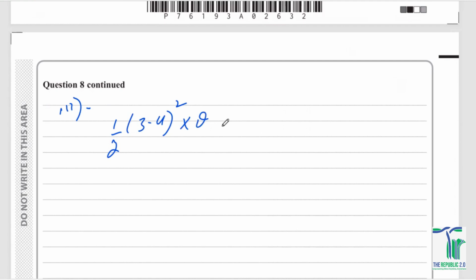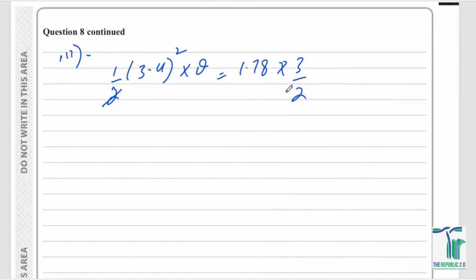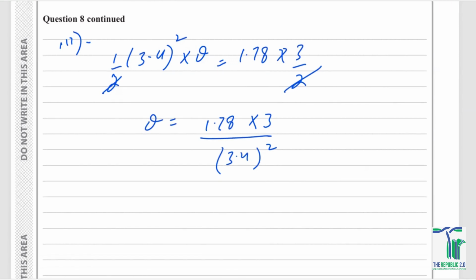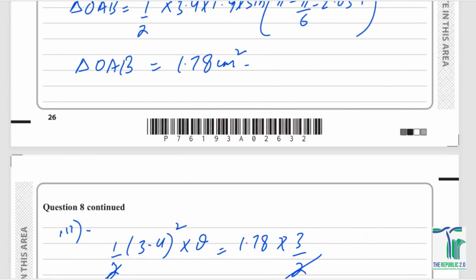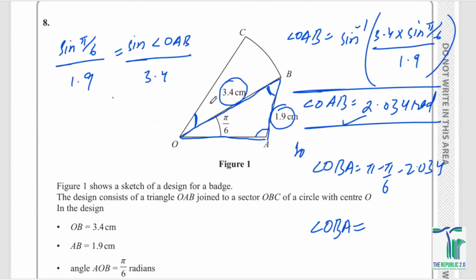I'm going to keep it equal to, since the ratio was 3 and 2, 1.78 multiplied by 3 and 2. Sorting it down, this 2 can be cancelled out by this 2, and theta has to be 1.78 times 3 divided by 3.4 square. Solving it down, the final theta comes out to be 0.462 in radians. So what does that mean? That this angle has to be 0.462 radians.